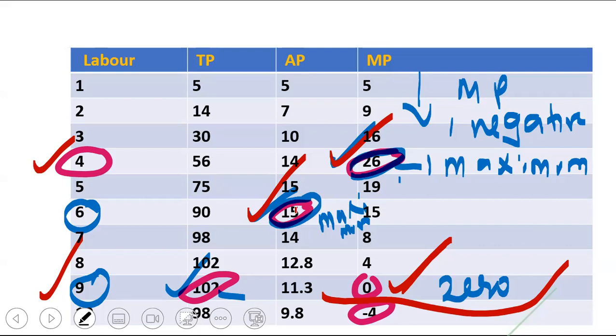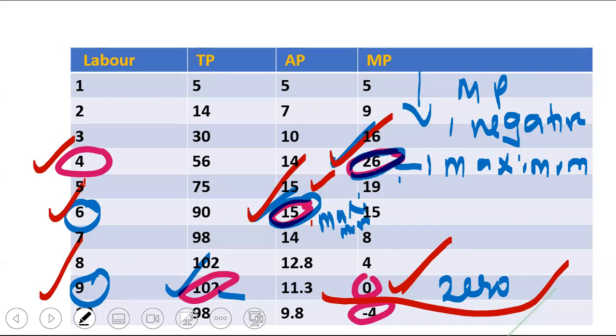Afterwards, AP reaches maximum. At which unit does AP reach maximum? Look at the diagram. Where is your voice gone? It is 15 at the fifth unit, and at the sixth it is again 15. So it reaches maximum at the sixth unit. Where does TP reach maximum? Look in the diagram. Nine. TP reaches maximum at 9.